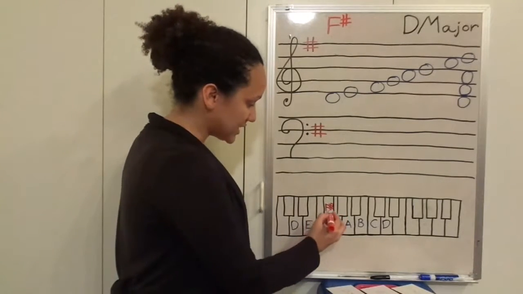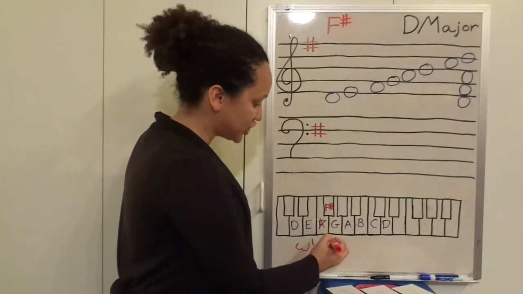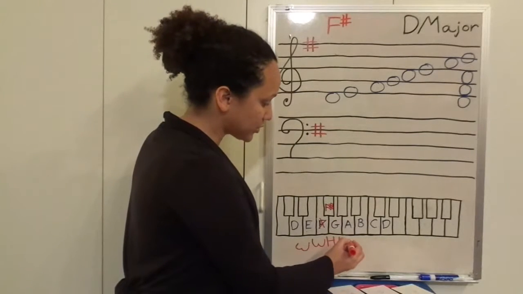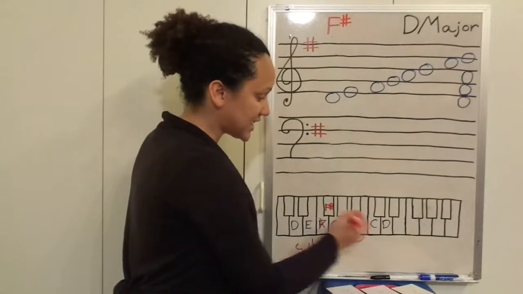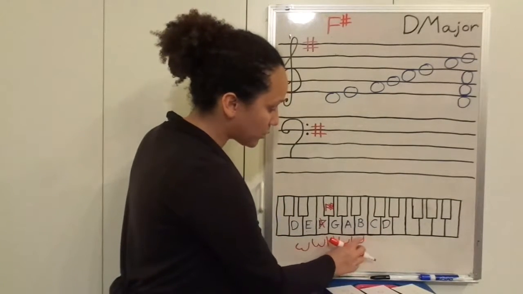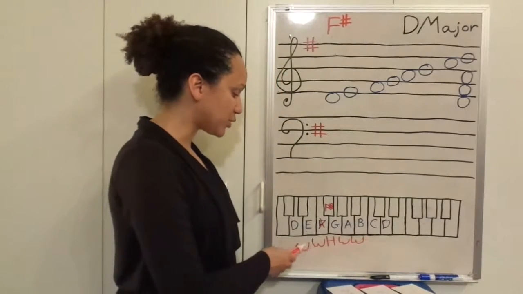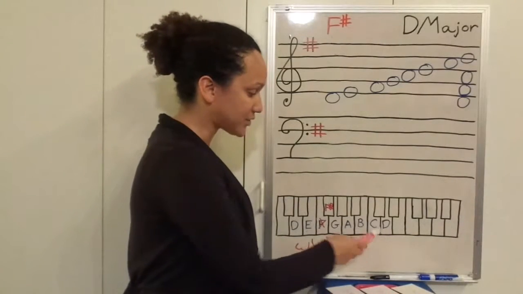So from E to F sharp is a whole step. From F sharp to G is a half step. From G to A is a whole step. From A to B, whole step. From B to C is now another half step. We don't want that half step there. We want another whole step. Remember, the pattern is whole step, half step, whole step, whole step, whole step, half step.